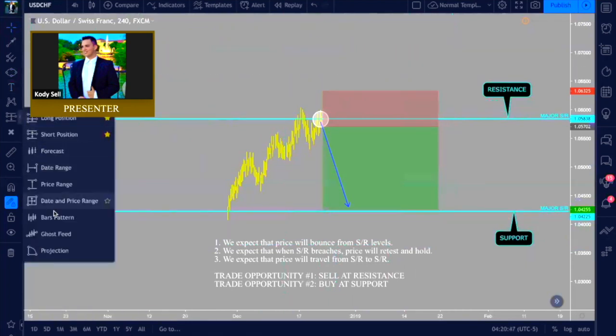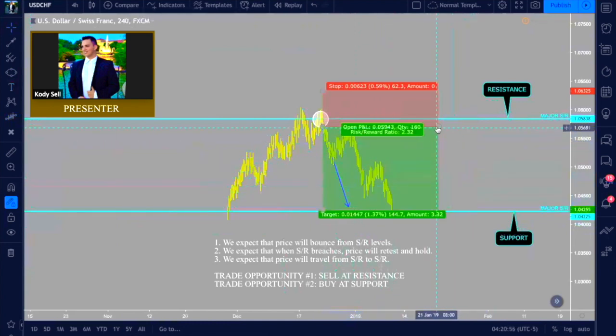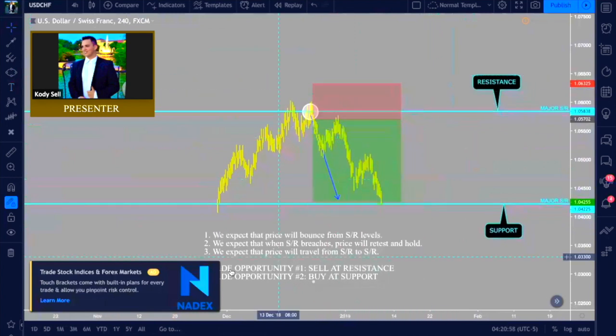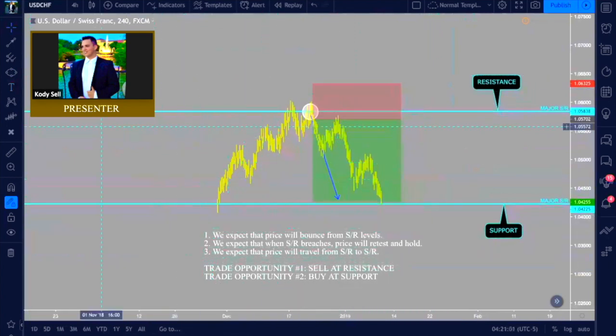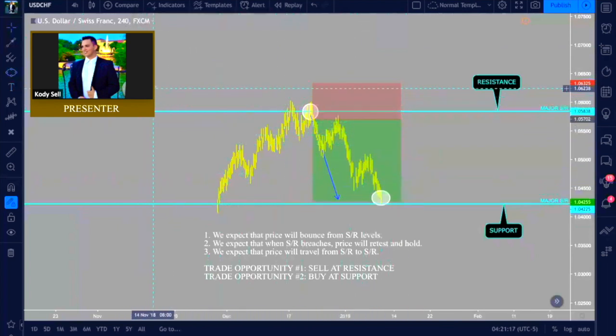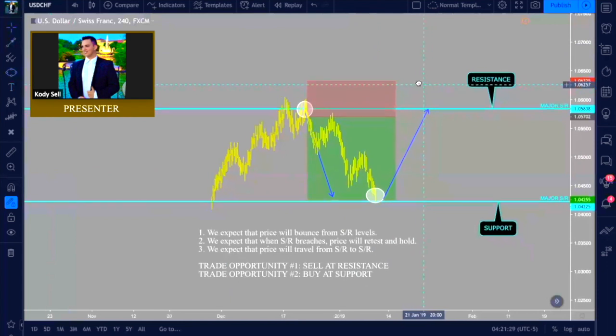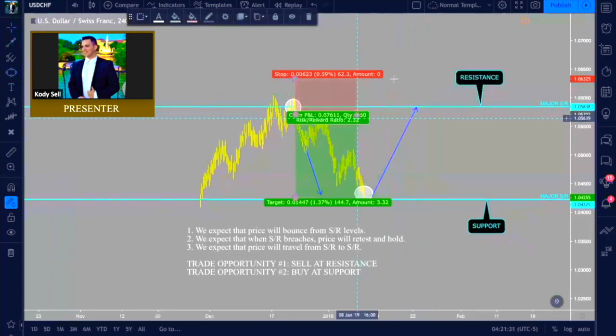Let's continue on with our example. So we take a sell trade. Price does indeed come down to our support, and we exit our sell trade. Wonderful. Okay, now, where are we at? Are we at resistance or are we at support? We are at support. What do you do at support? You buy at support. Why do you buy at support? Because at support, we expect price will bounce and we will head up to our next resistance. This is basic understanding of support and resistance and how it works.